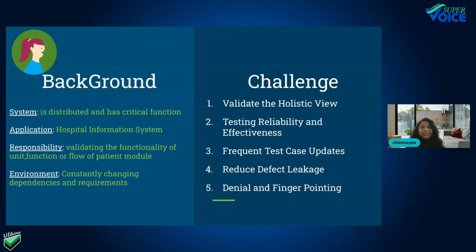So, prior to discussing her challenges, let's first understand the ecosystem Emily works in. The system she works in is distributed, and because it is coupled with distribution, it is a little complex and has critical function. The application she works in is a hospital information system. Basically, a hospital information system maintains the health records. It stores, collects, and manages the patient EMRs, electronic medical records.